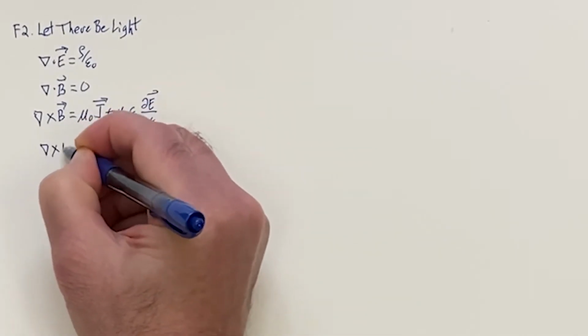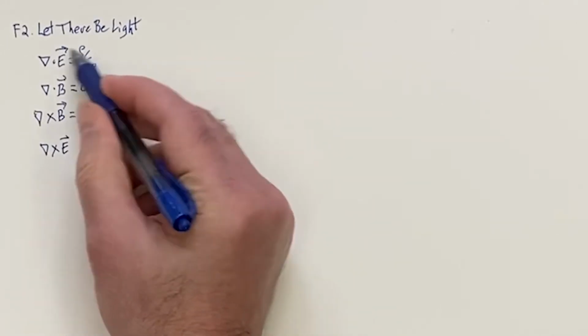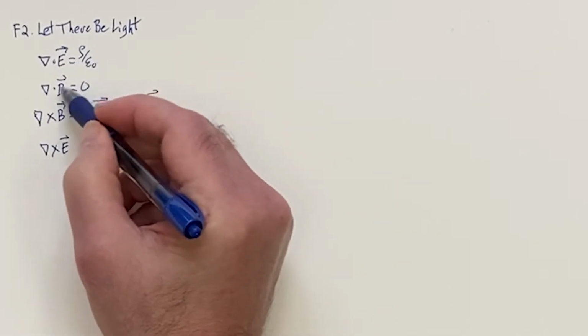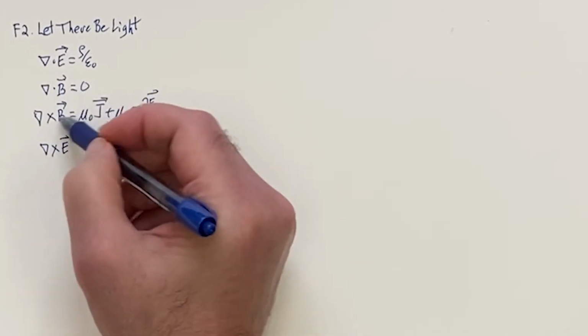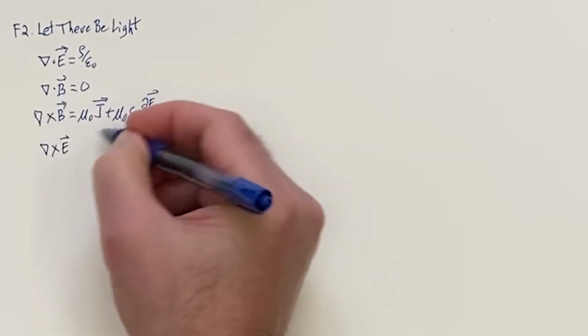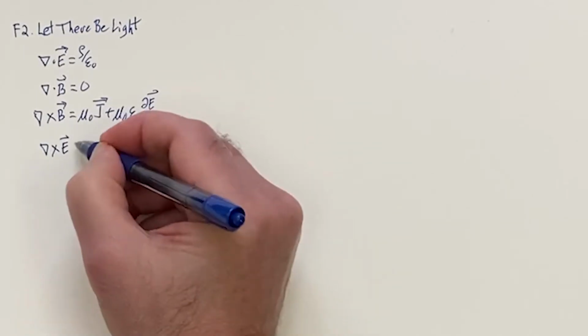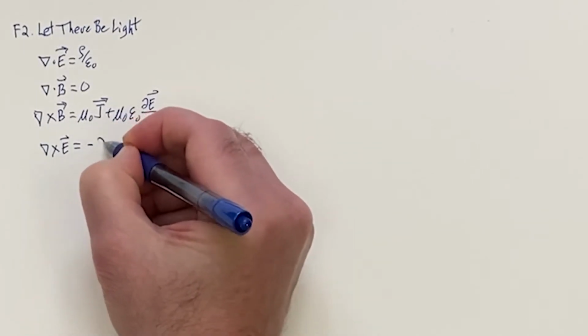And then finally, Faraday. So this is Gauss's law. It comes from Gauss's law, Coulomb's law. This is no magnetic monopoles. This here would be Ampere's law plus a displacement current piece that was added by Maxwell. And this is Faraday's law.